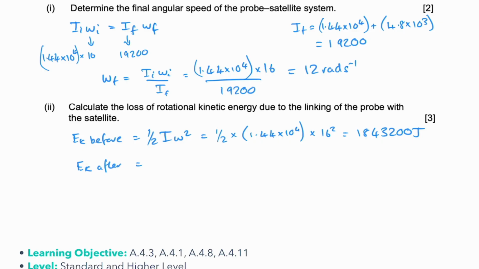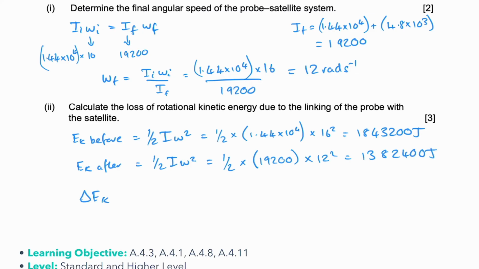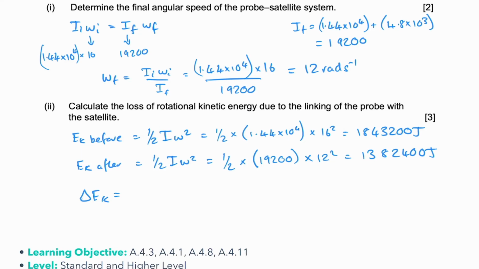The kinetic energy after the collision is half I omega squared as well, which is a half times 19200 times 12 squared, which is 1382400 joules. The change in kinetic energy is those two values subtracted from each other, which gives us a value of 460,800 joules. Make that nicer.